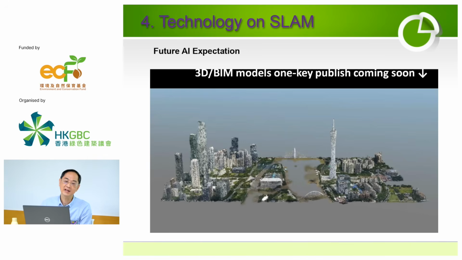We expect the AI can help us. And some software said they are going to give 3D BIM models with only 1 key push. They said they can, but I don't know when. They said coming, okay? To turn this nice Guangzhou city point cloud model into a BIM model, only need to press the button.